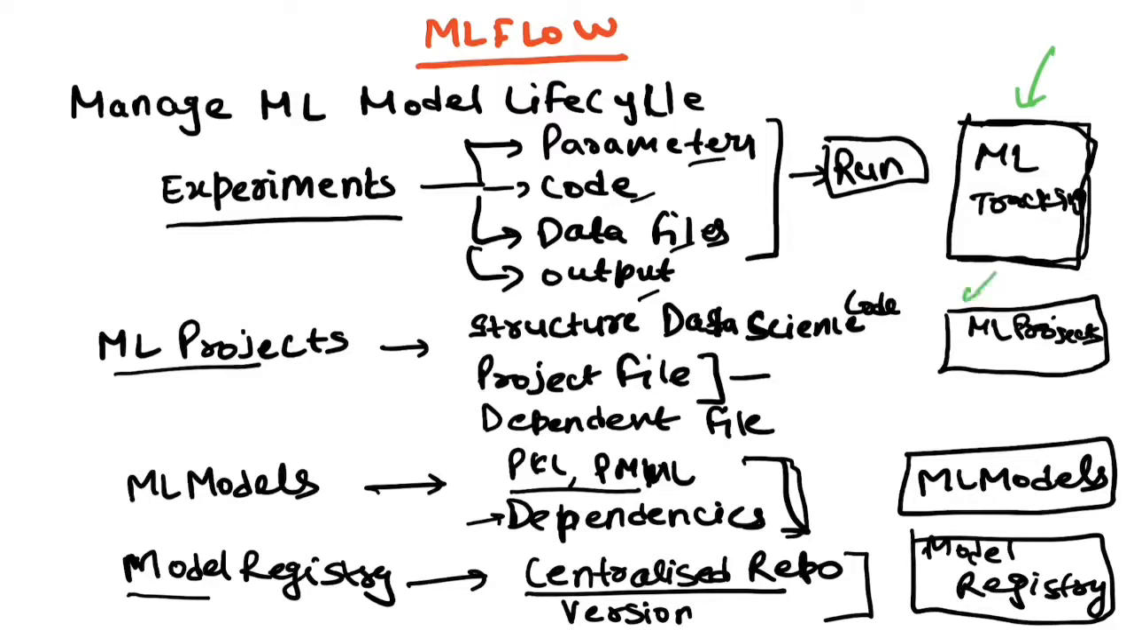Then we have ML project, which basically specifies how you can structure your code and how anybody else can run your whole project. So you specify a project file where it's mentioned what the entry point is to run this particular data science code or machine learning project, what the command is to run your project, and what all parameters need to be passed. All these need to be specified within ML project.